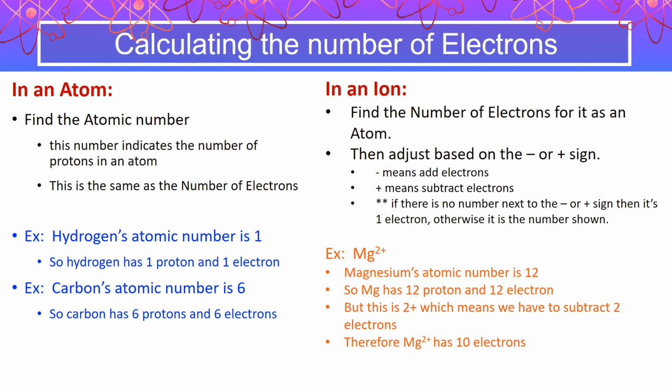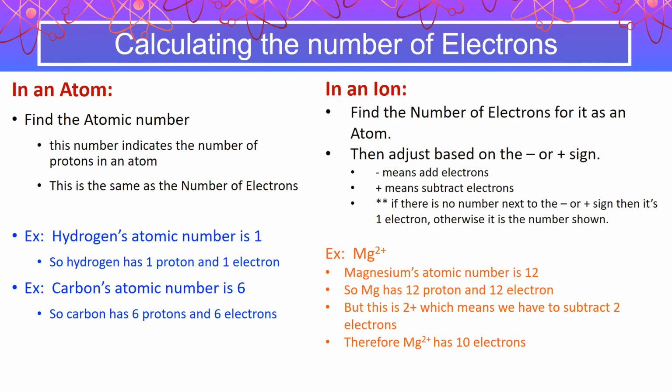But this then is an ion because it says 2 plus next to it. So because it's a plus, we have to take away electrons, and there's a 2 there, so we have to take away 2 electrons. We started with 12 electrons, and we're now going to take away 2 of them. So when we do that, we are left with 10 electrons. And so that's how you can work out how many electrons you're going to have in an ion. Obviously, if there had been a negative sign, you would have had to add on the appropriate number of electrons instead of subtracting them.